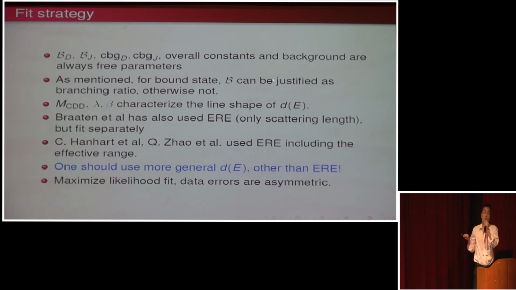Okay, now we show how we fit. As I mentioned, these two overall constants and the background are fitted parameters in any case. And if the integral is 1, then the overall constant can be identified as a branching fraction. And in the D function, we only want to make a comment. Maybe one can use a more general D function other than the ERE. In the D function, there are these parameters: the CDD pole and its residue, and the subtraction constant beta. We find it may be redundant for fitting, so we reduce the correlation between parameters.